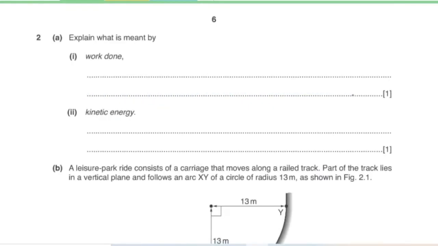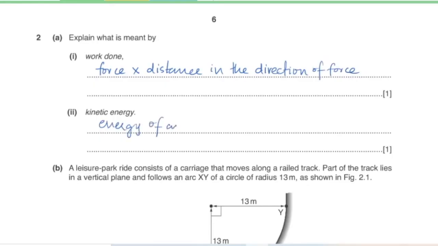Question number 2, part A, explain what is meant by work done. So this is force multiplied by distance in the direction of force. Kinetic energy, this is energy of an object due to its motion.